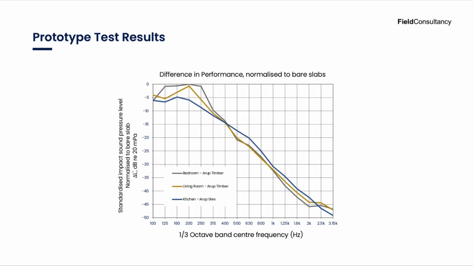So let's look in detail more at that low frequency component of impact sound pressure level. You can see just for the timber build-ups, the grey and the brown lines, we have an increase in impact sound pressure level over the tiled solution, as I mentioned in the previous slide.